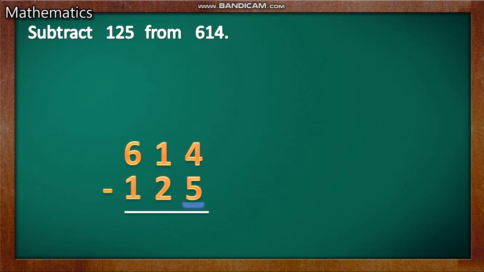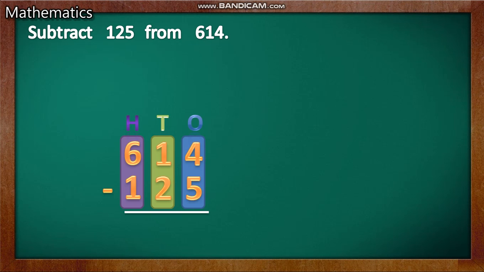At first we have to draw a line. Then start from the ones place. After completing that you may do the tens place. Then you may do the hundreds place. Ready? Okay, let's start from the ones place, that is 4 minus 5.